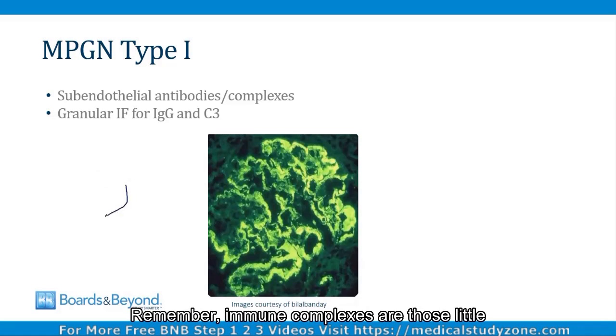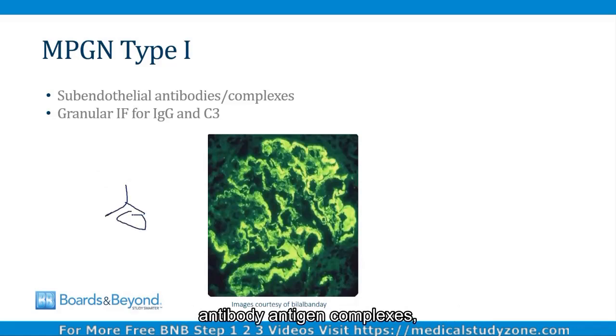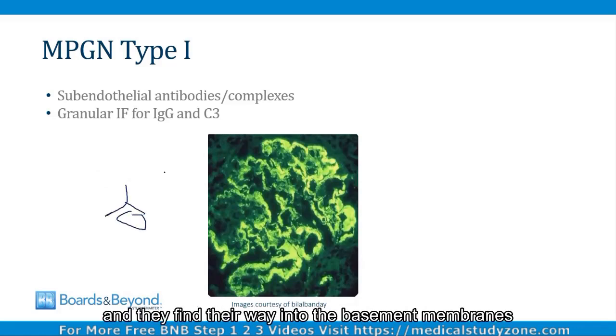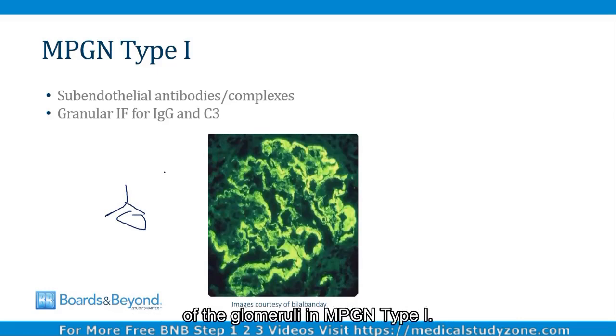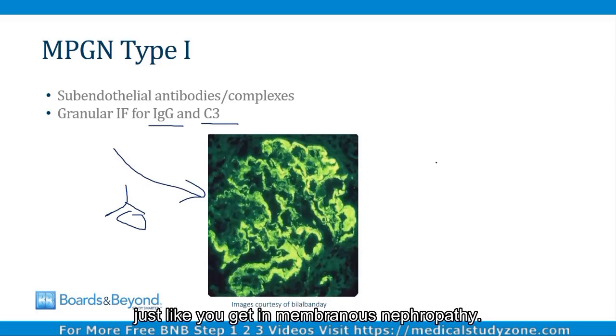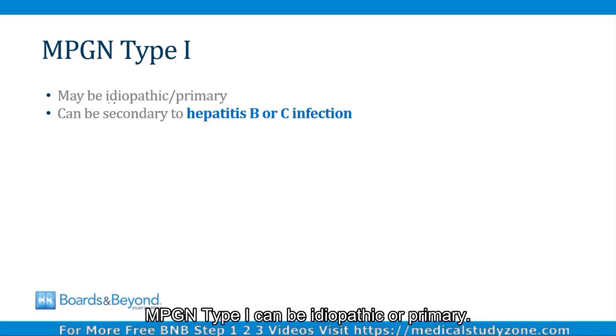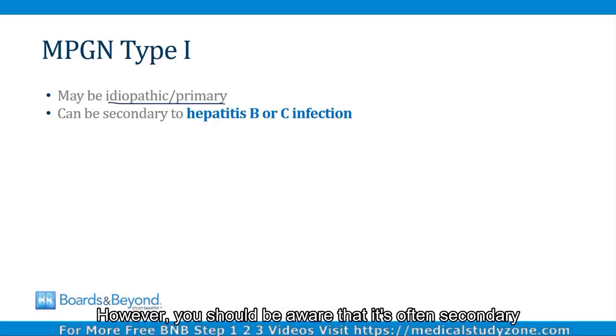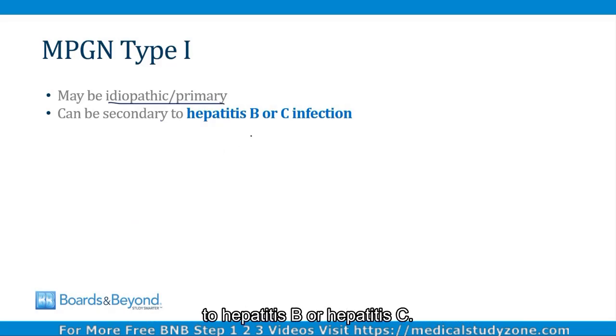Remember, immune complexes are those little antibody-antigen complexes, and they find their way into the basement membranes of the glomeruli in MPGN type 1. So if you add fluorescent antibodies that target IgG and C3, you will get a granular appearance just like you get in membranous nephropathy. MPGN type 1 can be idiopathic or primary. However, you should be aware that it's often secondary to hepatitis B or hepatitis C.